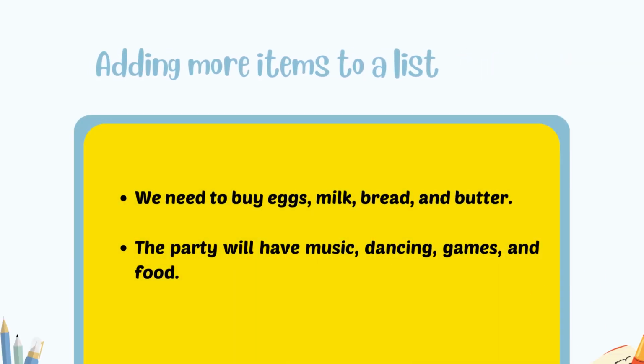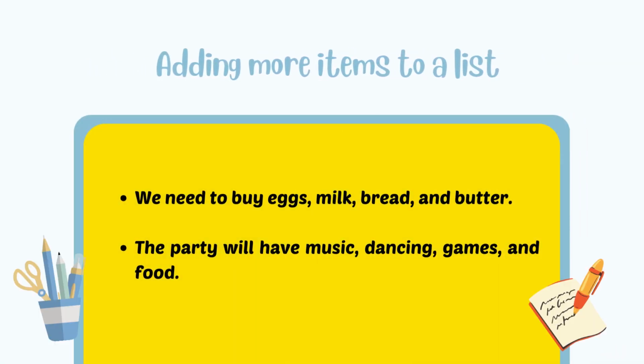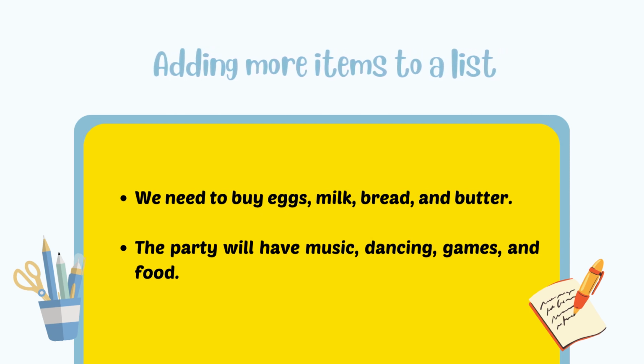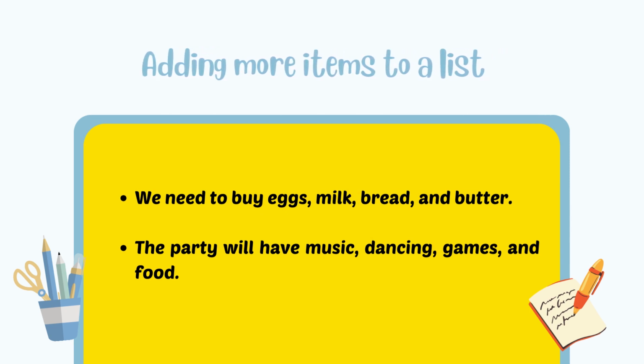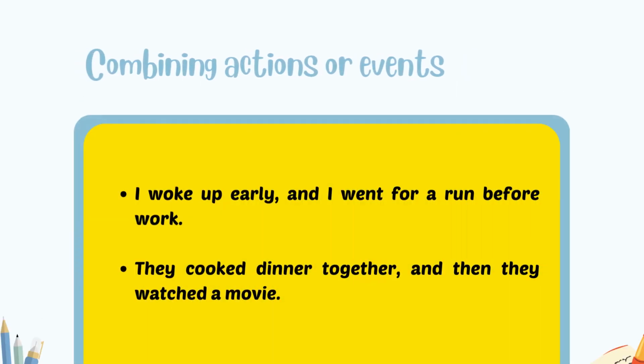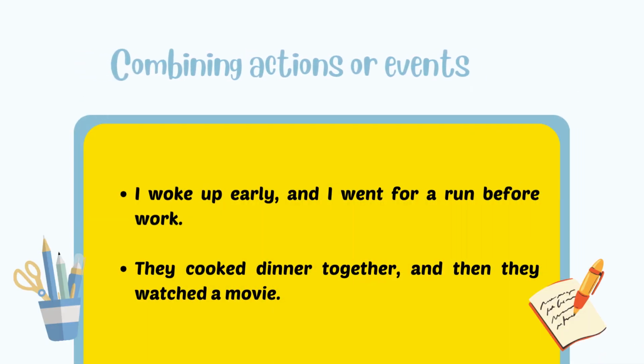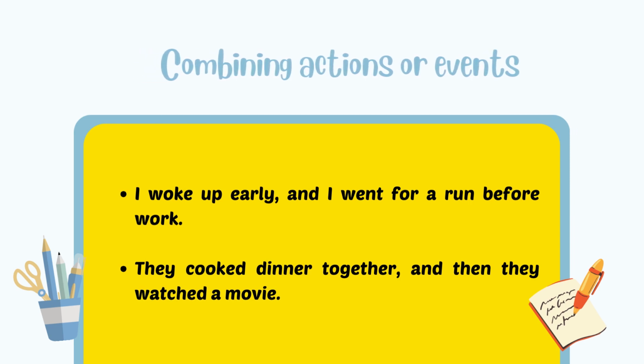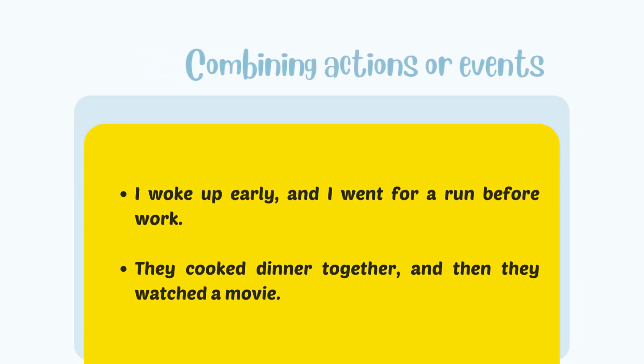Adding more items to a list. We need to buy eggs, milk, bread, and butter. The party will have music, dancing, games, and food. Combining actions or events. I woke up early and I went for a run before work. They cooked dinner together and then they watched a movie.